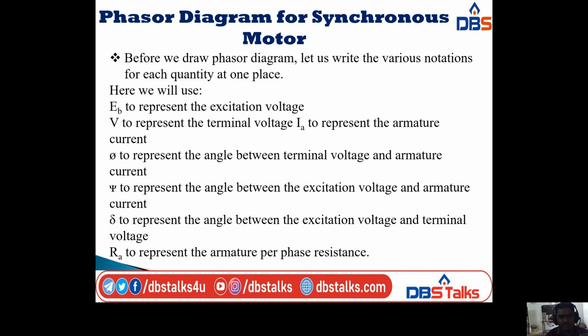First one is EB, that is the excitation voltage, and V is the terminal voltage, and IA is the armature current, and phi is the angle between terminal voltage and armature current, that is V and IA, and psi is the angle between excitation voltage and armature current, that is EB and IA. Delta is the angle between excitation voltage, that is EB, and terminal voltage VT, and RA is the armature per phase resistance.